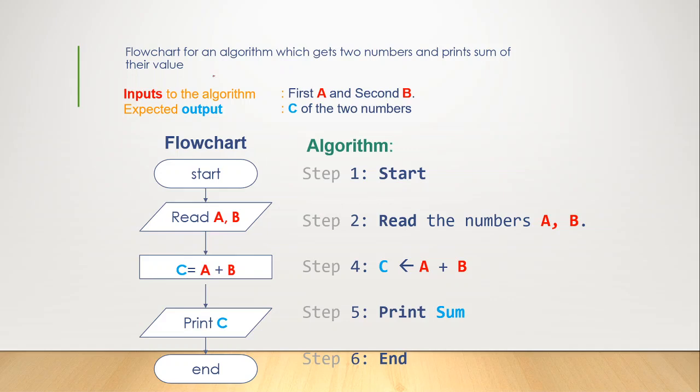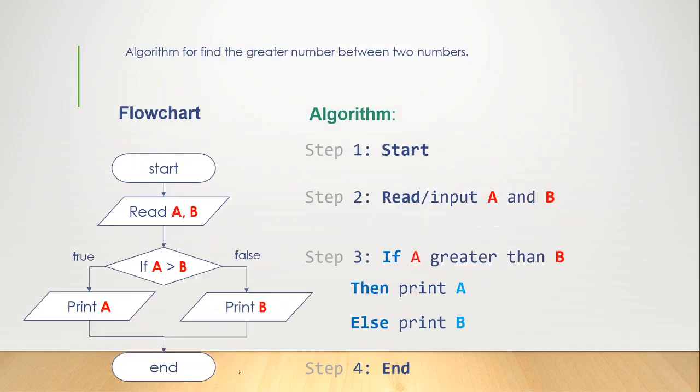Next is the flowchart to find the sum of two numbers. Firstly we input two numbers and print their sum. So we start and then read two numbers A and B. In the next step, C is equal to A plus B is the processing, and then we print C, and then there is the end of the flowchart.